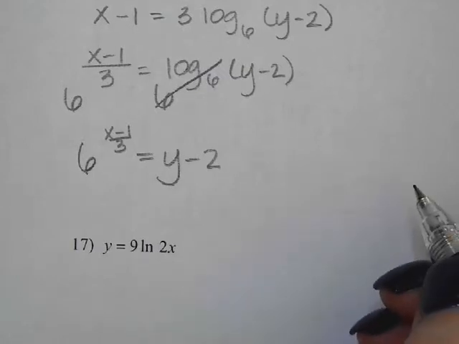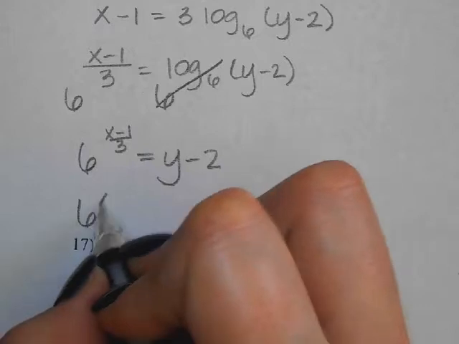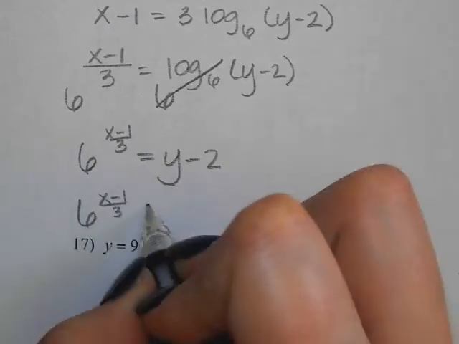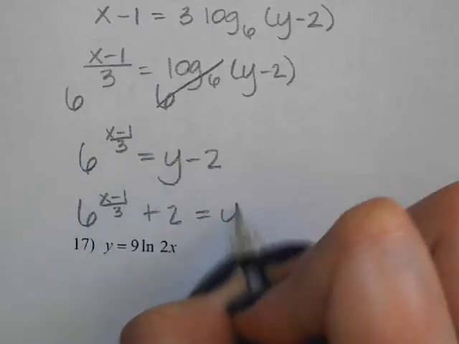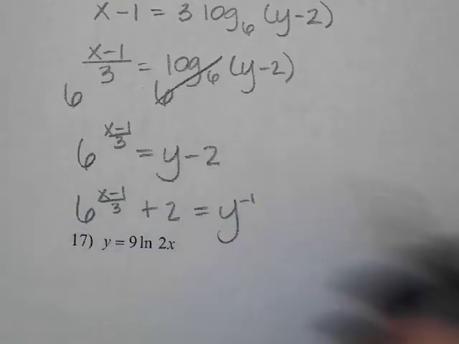And then we're going to add the 2. So 6 to all the things plus 2 equals y. And before I box it, I put a little inverse.